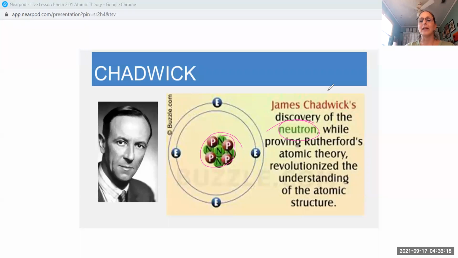The interesting thing was that he studied with Rutherford, and then 20 years later, he discovered the neutron. So it was later. So you can see he's a little more well rested than the other guys. He looks good.